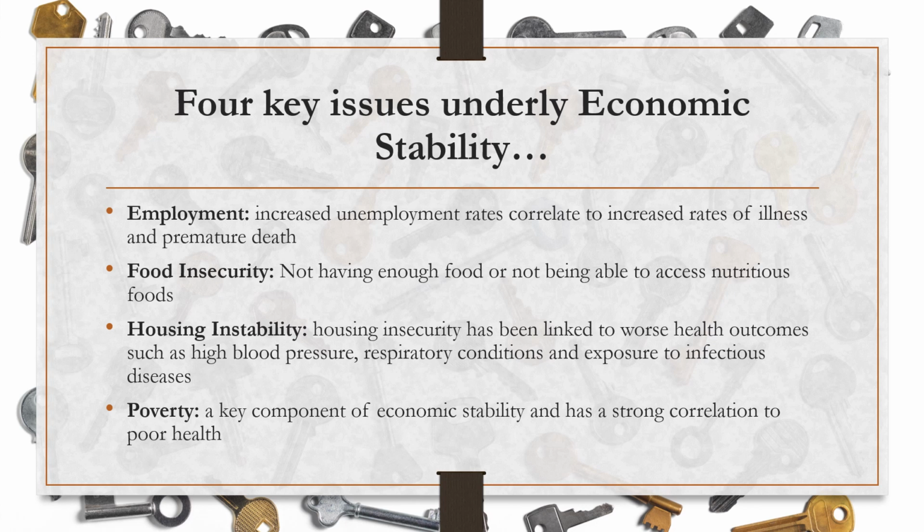Increased unemployment rates correlate to increased rates of illness and premature death. Food insecurity: not having enough food or being able to access nutritious food. Housing instability: housing insecurity has been linked to worse health outcomes such as high blood pressure, respiratory conditions, and exposure to infectious diseases. And finally, poverty, a key component of economic stability, and it has a strong correlation to poor health.